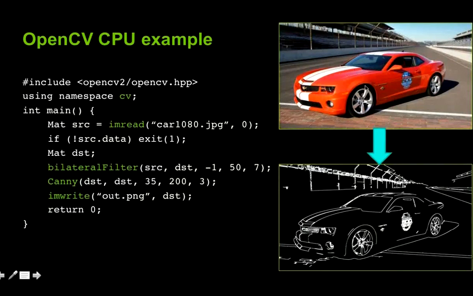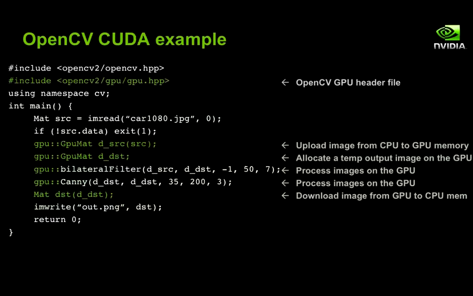So this is our input, and after the series of steps of applying the bilateral filter and the canny edge detector, this is what our output would look like. So let's look at how this simple program would change if you wanted to use the CUDA GPU module of OpenCV to do pretty much the same task.